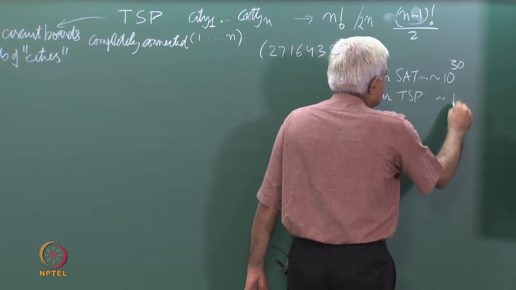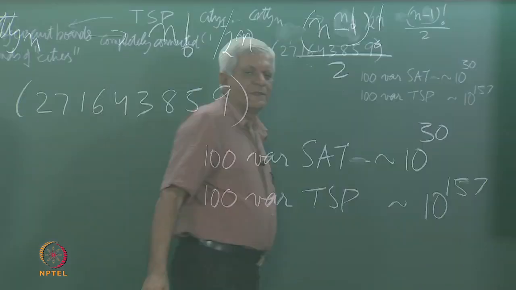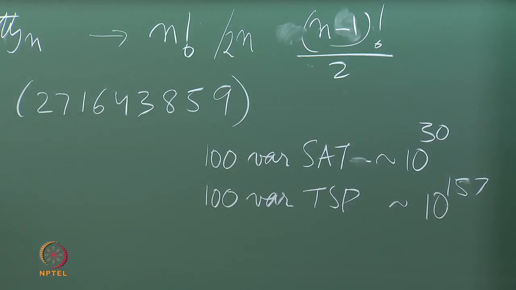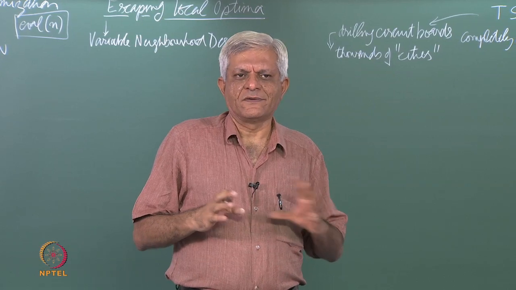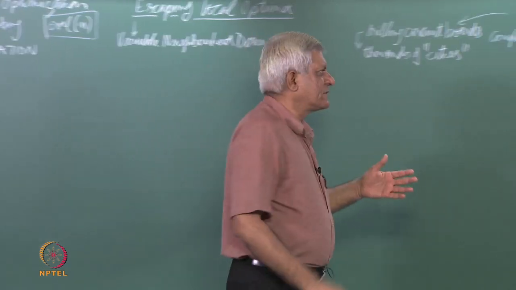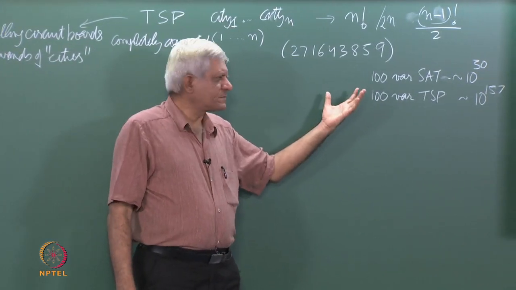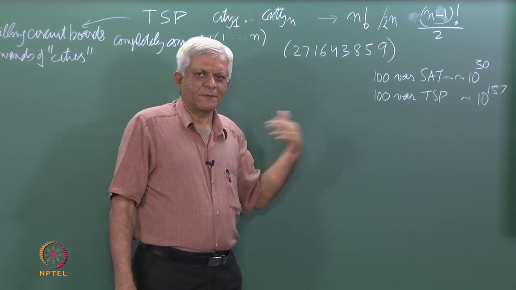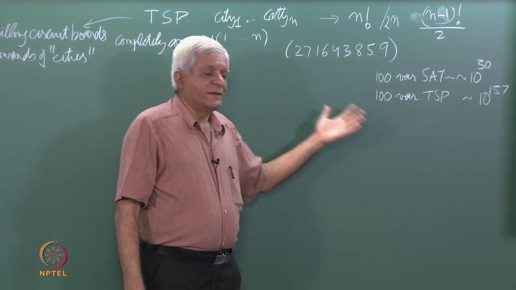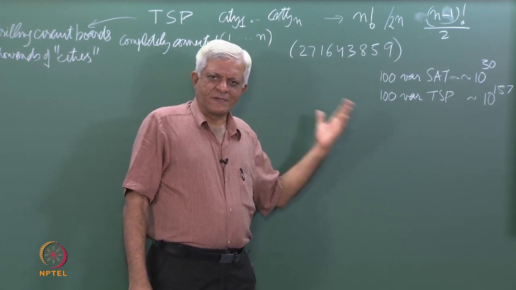But a 100 variable TSP is about 10 raised to 157. The factorial function is much worse in terms of how fast it grows as compared to the exponential function. So, the SAT problem is exponentially hard. In fact, it is known to be NP complete. It was the first problem that was shown to be NP complete. TSP is worse than exponential. It is factorial, and factorial goes much faster.